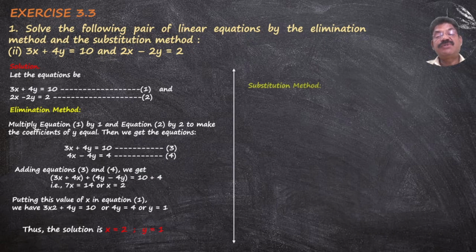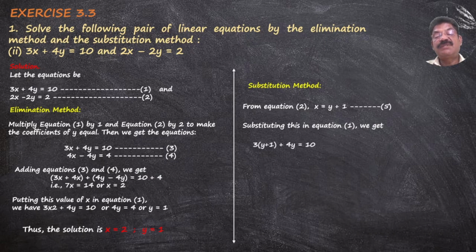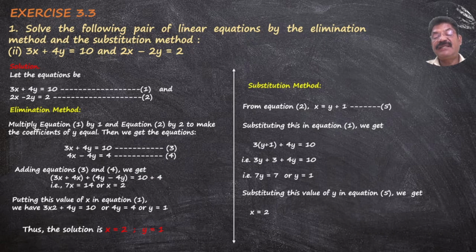Now, we move on to substitution method. So, from equation 2, x is equal to y plus 1. You can cut out 2 on both sides, then you get x is equal to y plus 1. Substituting this in equation 1, we get 3 into y plus 1 plus 4y is equal to 10. After simplification, we get y is equal to 1. Putting this value in equation 5, we get x is equal to 2. Hence, the solution is x is equal to 2, y is equal to 1.